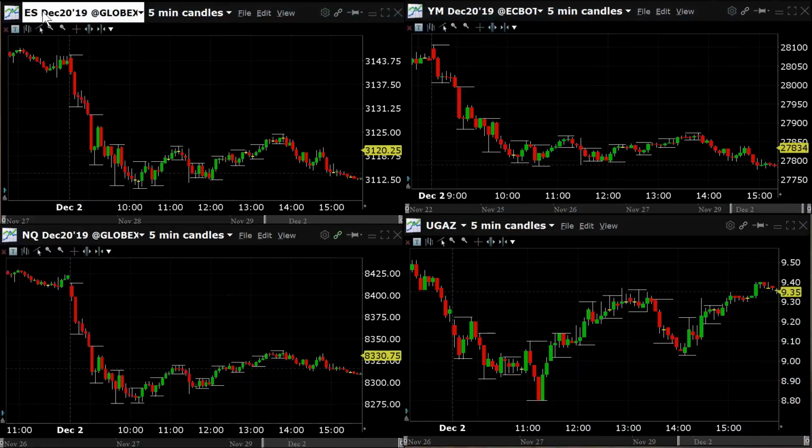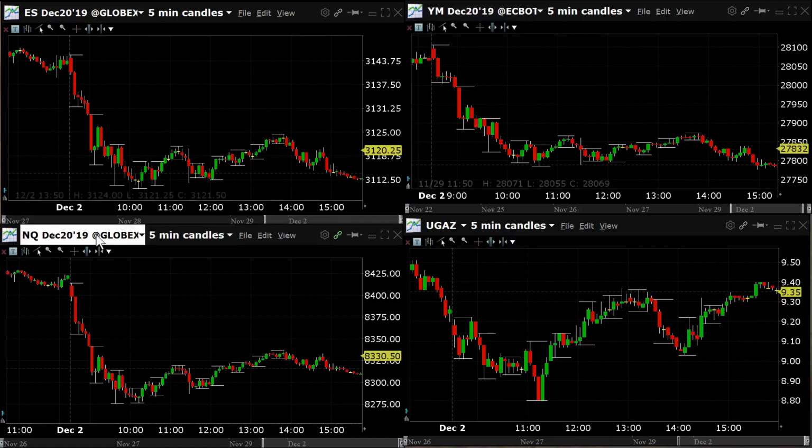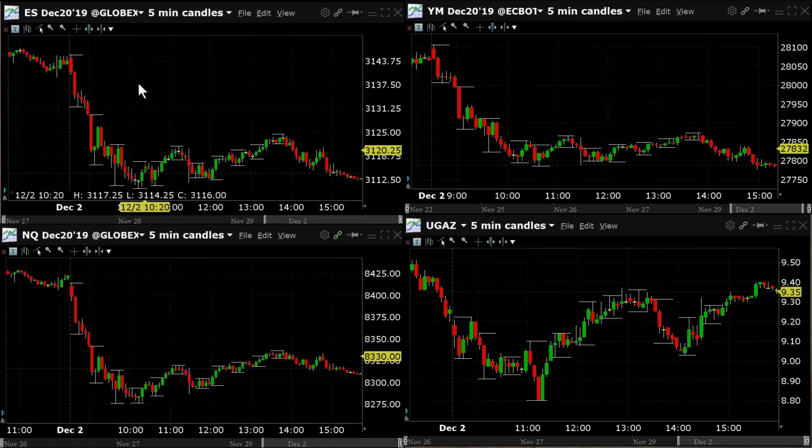Here is the E-mini S&P 500. Here is the Dow Jones Industrial Average. And here is the Nasdaq. Now, I would like to focus your attention on the charts themselves. Look how the ES and the YM and the NQ are all identical to each other. All three go down right at the beginning.